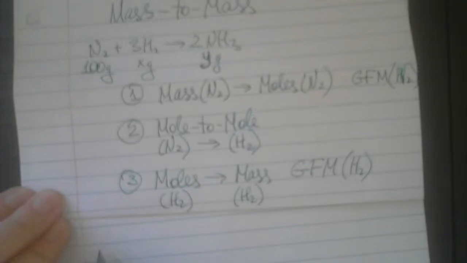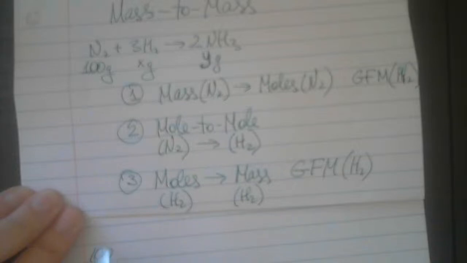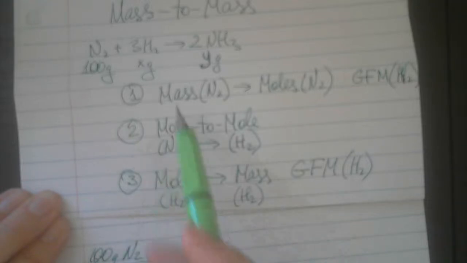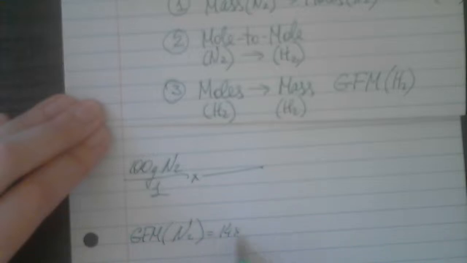Okay, so we start with what is given to us. Mass, 100 grams of nitrogen. And we can see that our first step is supposed to be converting that into moles of nitrogen. To do that, we will use gram formula mass of nitrogen. Gram formula mass of nitrogen will be 14 times 2, which is 28 grams per mole.